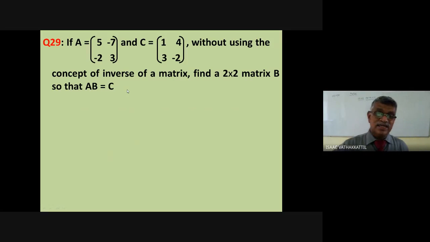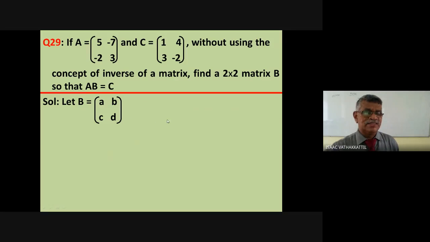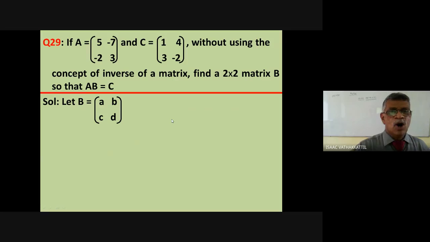It's by trial and error you will not be able to find because it will be very difficult. But we can have some certain procedure. We are not using any inverse concept here. You are asked not to use any inverse concept. I want B so that A into B equal to C. A is given matrix, C is given matrix. And B must be a 2 by 2 matrix. We straight away proceed for the matrix B as purely unknown a, b, c, d, 4 elements. It's a 2 by 2 matrix where all the 4 elements are unknowns.